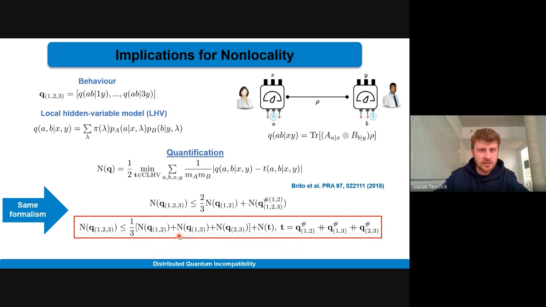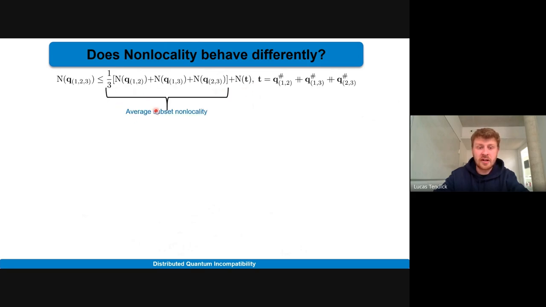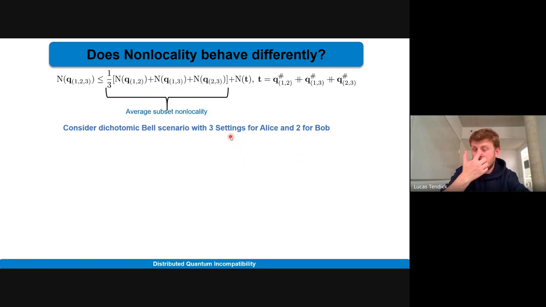So let's go maybe to this. The question is, does non-locality behave differently? We look at this average subset non-locality, and we consider now a dichotomic Bell scenario where Alice has 3 settings and Bob only 2. In this scenario, the whole non-locality quantifier we can relate to the violation of the CHSH inequality. The higher the violation of the CHSH inequality, the higher this non-locality quantifier will be.